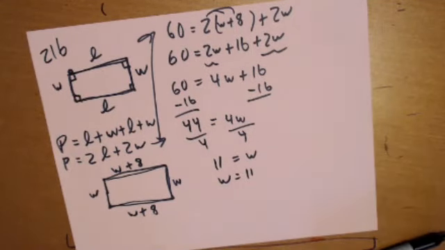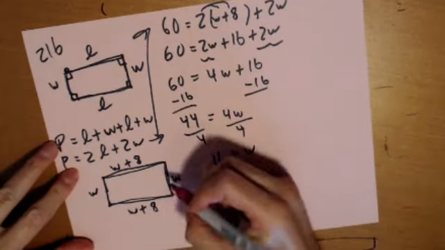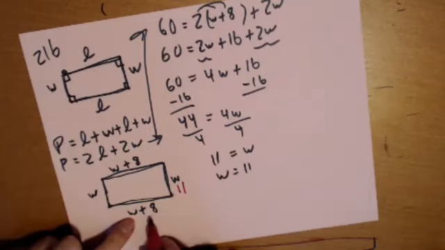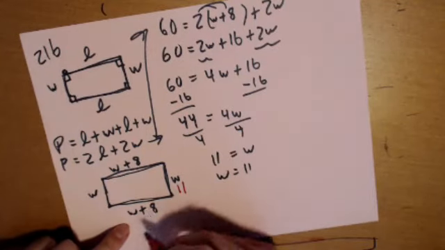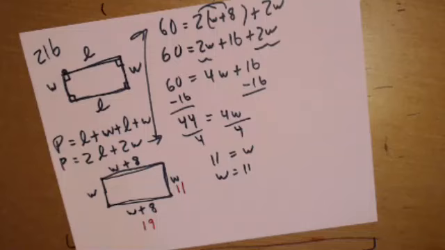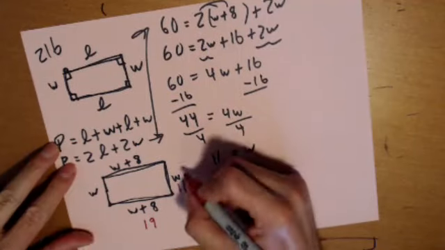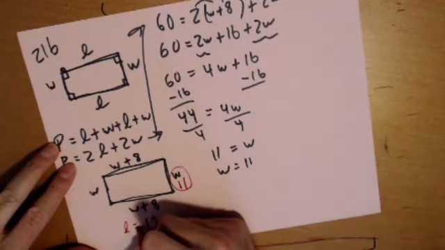Okay, so the width is 11, and then the length is 8 more, so 11 plus 8 must be 19. So what does the question say? The length of a rectangle is 8 feet more than the width. The perimeter is 60. Find the length and the width. There's your width. There's your length.